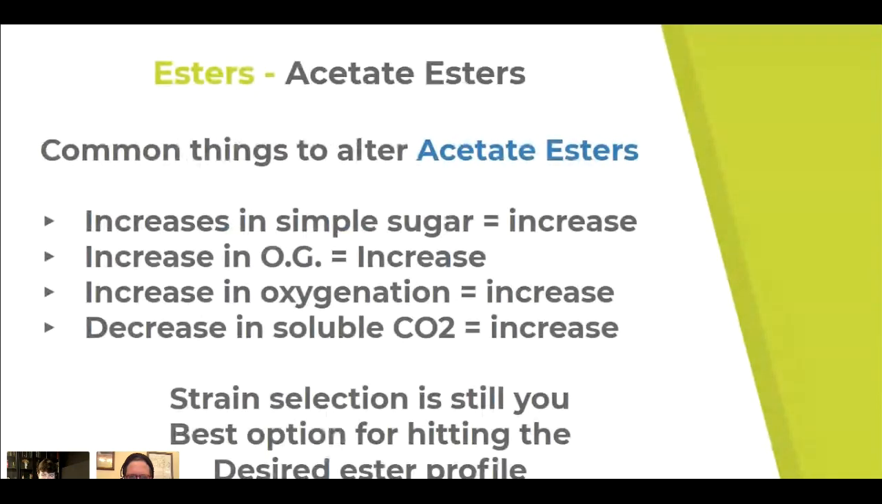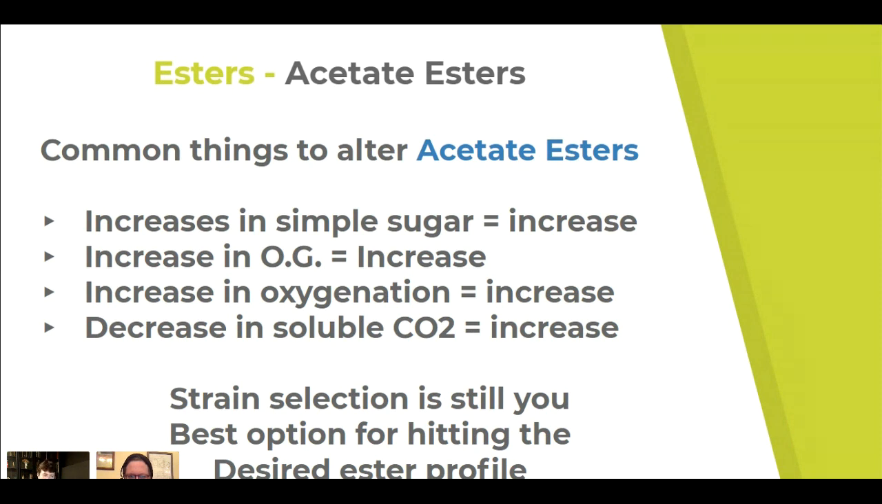The most common way we can increase these, and there are ways we can increase these, is an increase in simple sugars. We've seen this many times over, where if you increase your simple sugars, you get more acetate esters. Increasing the original gravity of the beer is going to increase these as well. So if I make a beer at 1060 or 15 degrees Plato versus 10 degrees Plato at 1040, we typically see an increase in esters with a higher gravity. Increase in oxygenation tends to cause an increase in this, and also a decrease in soluble CO2, which would be open fermentation, would also increase something like this.